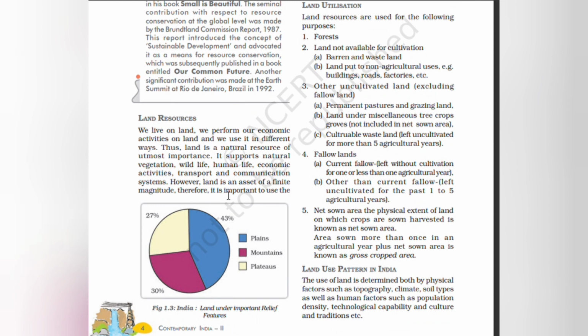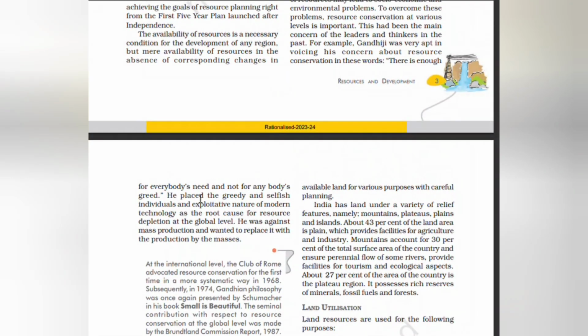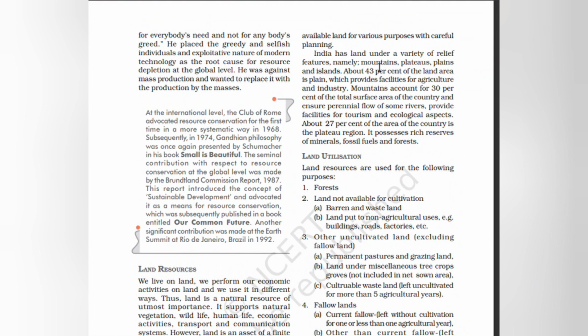However, land is an asset of a finite magnitude, therefore, it is important to use available land for various purposes with careful planning. India has land under a variety of relief features, namely mountains, plateaus, plains, and islands. About 43% of the land area is plain, which provides facilities for agriculture and industry.